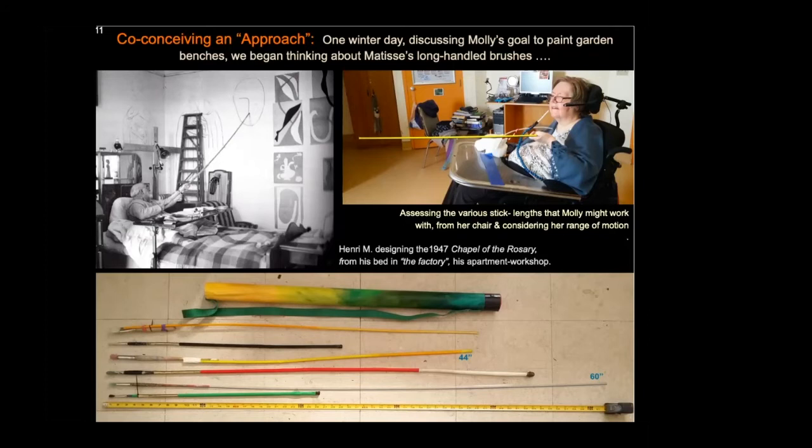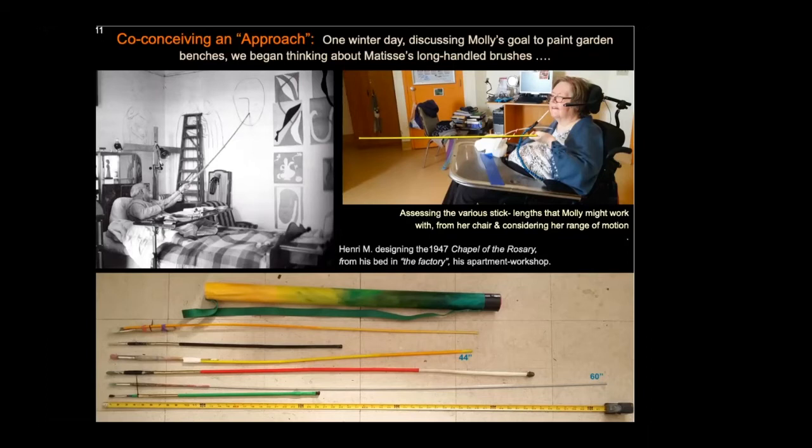But anyways, at that point, we started talking about Matisse and his long sticks. And did you know that Matisse called his workshop apartment the factory? So he predated Andy Warhol by a very long time. Molly and I always joke about the fact that he had a whole crew of people that he could ask to do this and do that. And I'm really Molly's own crew of people that can do stuff, and her volunteer that you will soon see.